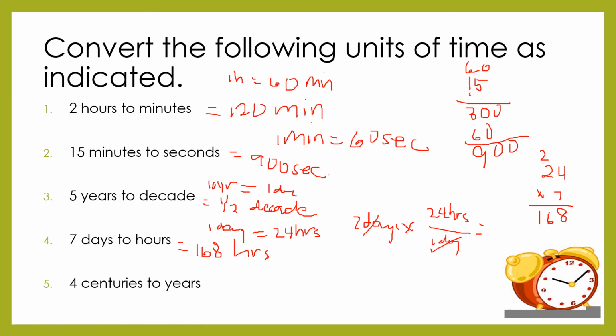Next. 4 centuries to years. So we know that 1 century is how many years? That's equivalent to 100 years. Okay, so that means 100 times 4 is how many years? 100 times 4, of course, 400 years. Alright, so that's it.